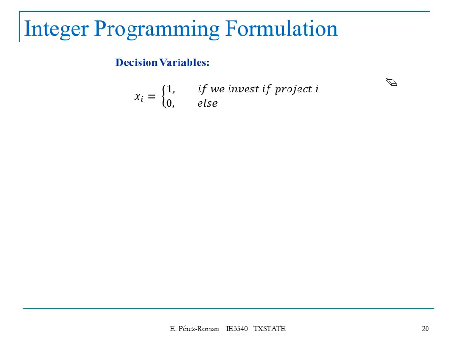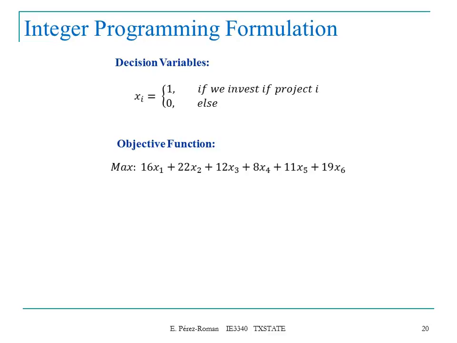Okay, so the next part is the objective function. Again, you want to maximize your profit, and you know the net present value for each one of the investments. Investment 1 will give you 16,000. Investment number 2 is going to give you 22,000, and so on. So at the end, you want to maximize your net present value.